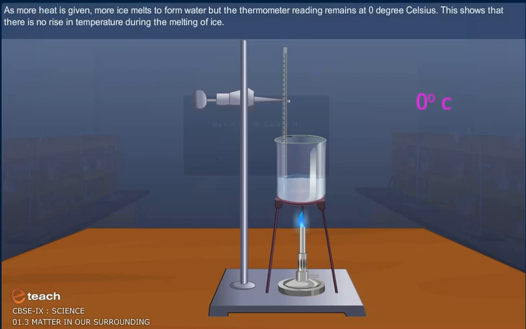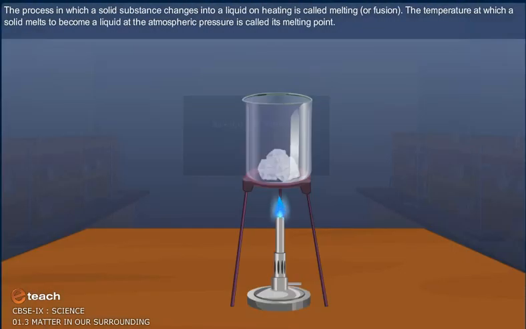As more heat is given, more ice melts to form water, but the thermometer recording remains at 0 degrees Celsius. This shows that there is no rise in temperature during the melting of ice. The process in which a solid substance changes into a liquid on heating is called melting or fusion. The temperature at which a solid melts to become a liquid at the atmospheric pressure is called its melting point.